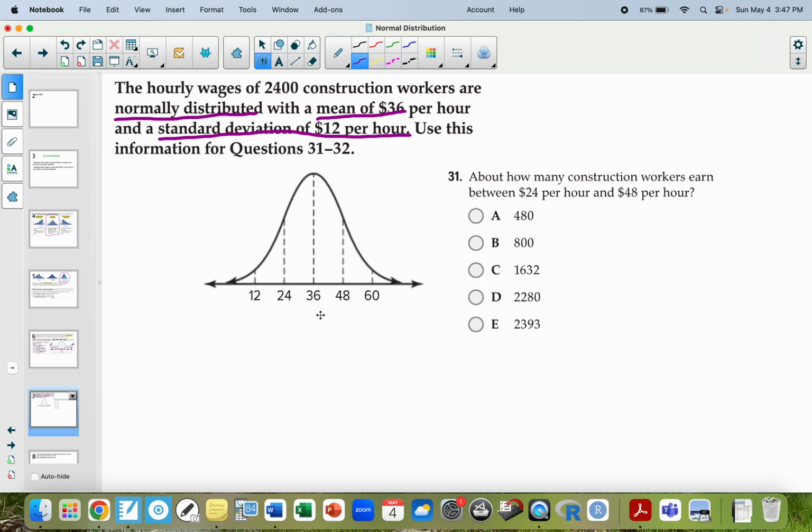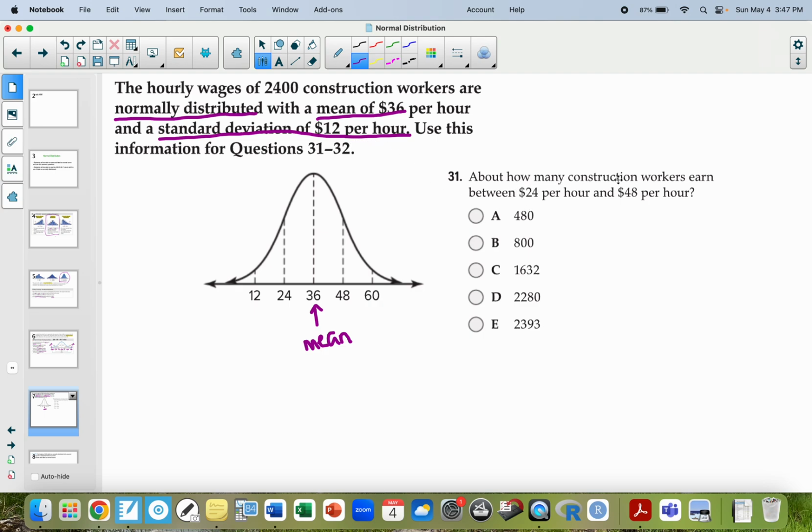So this right here is already set up for us. The 36 is our mean. And then it tells us that the standard deviation is $12 per hour. So one standard deviation away, we added 12 to that, and then one standard deviation less than, we subtracted 12. So this is one standard deviation away, and then add another 12, that would be 2 standard deviations away. So you're just using the information given to us here.